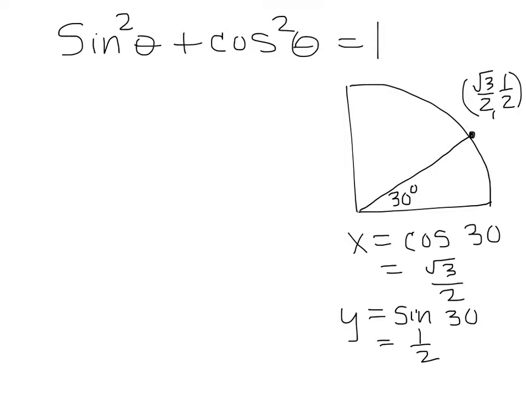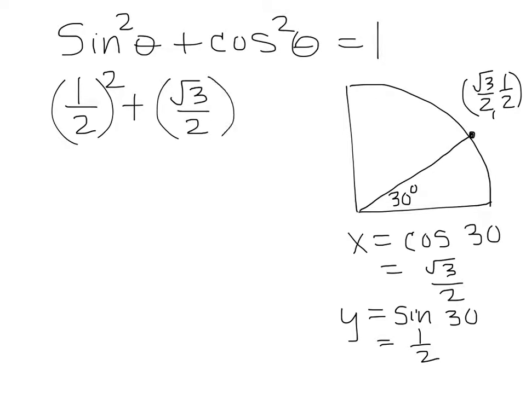If we take those values and put them into the original Pythagorean identity, you will see that the answer comes out 1. So, sine squared of theta, sine of theta is 1/2. So we take 1/2 and we square it. We add it to the cosine of theta squared, which is √3 over 2 squared, and we need to show that that is equal to 1. 1/2 squared is 1/4. √3 over 2 squared will give you 3 over.